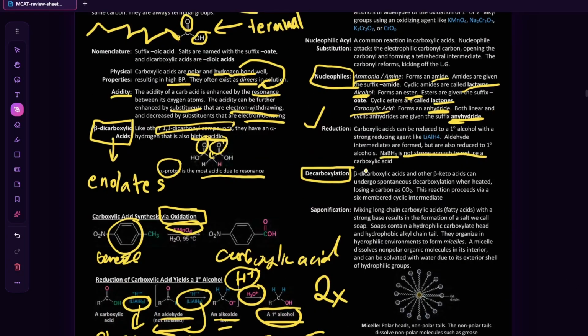So beta dicarboxylic acids and other beta keto acids can undergo spontaneous decarboxylation when heated, losing a carbon as CO2. This reaction proceeds via a 6-membered cyclic intermediate. So think of it as a 6-person circle passing along a hot potato in one smooth simultaneous motion. Proton transfer and bond breaking happen together in one concerted loop rather than as separate steps, right? So the beta dicarboxylic acids and the beta keto acids can spontaneously lose a carbon as CO2 when heated.